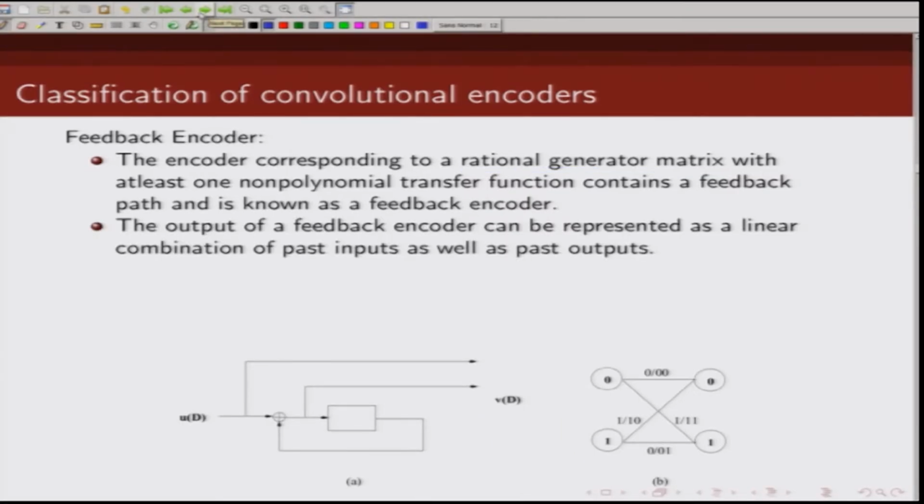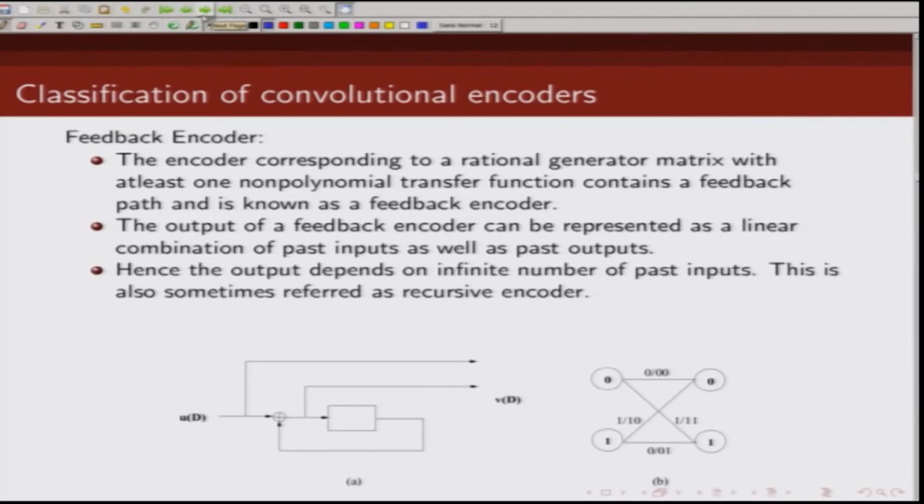So, because there is a feedback from the output to the input side, the output of a feedback encoder can be written as a combination of past input as well as past outputs. Hence, the output depends on infinite number of past inputs, because the current output depends also on past output, and past outputs also depend on past inputs and past outputs.